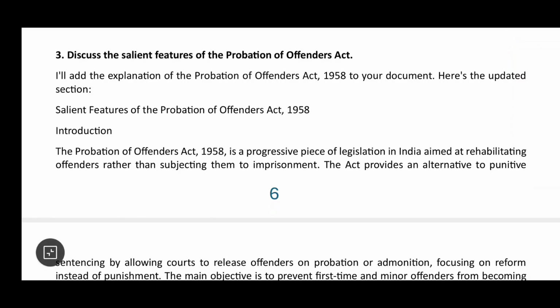In today's video, we are going to discuss an important topic from penology, that is the Probation of Offenders Act 1958. First, let us understand the meaning and purpose of this particular act.